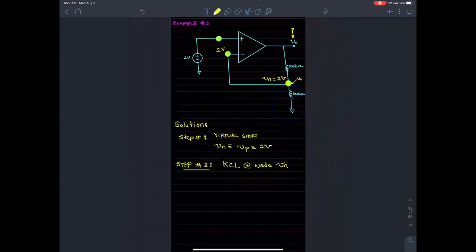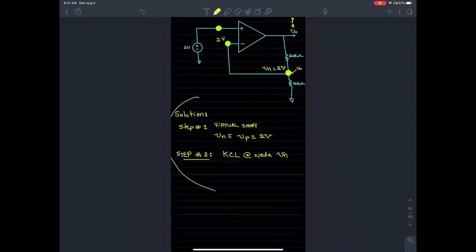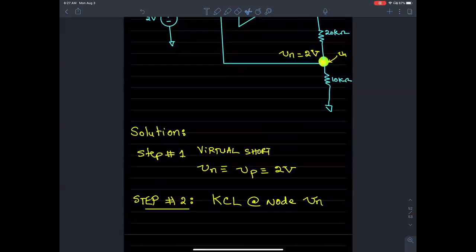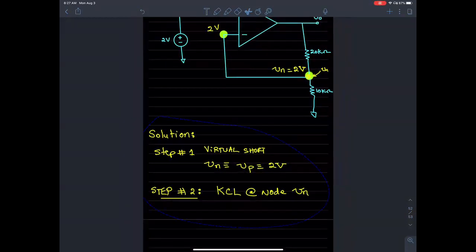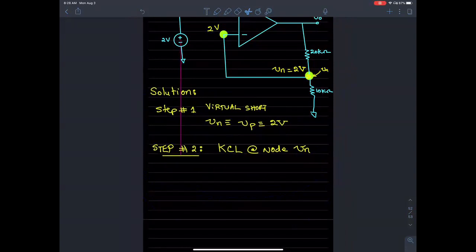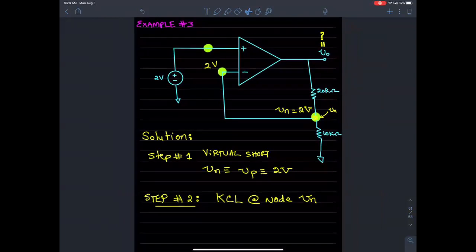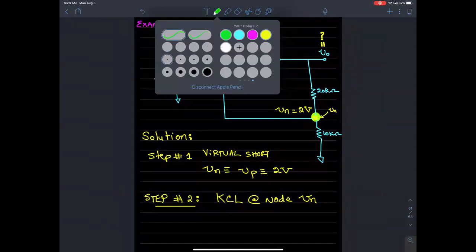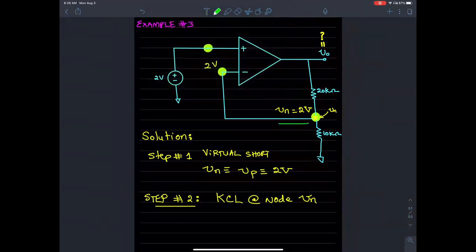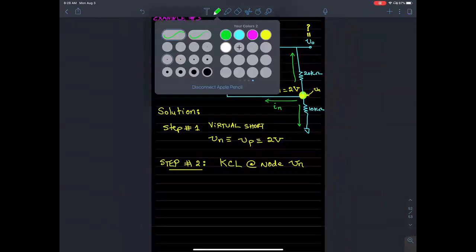So let me go back to the way the circuit has been shown. Once we apply step 2, the procedure is still going to be the same, applying KCL at node Vn. At node Vn, if you look at the currents that are leaving the branch, there is one current going left, which is IN. There is one current going down. There's one current going up. Could somebody help me set up these equations?